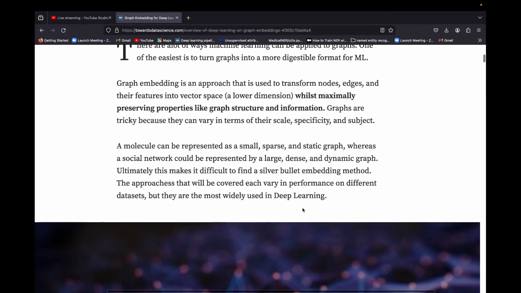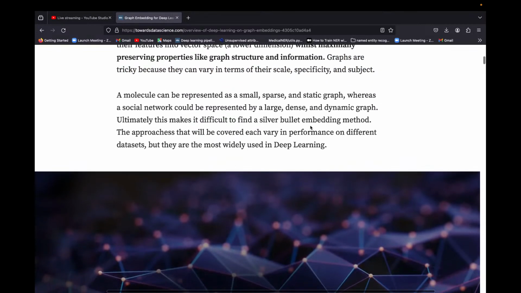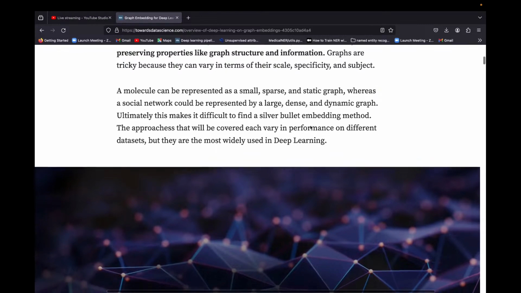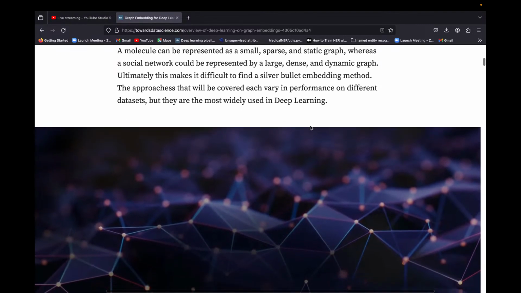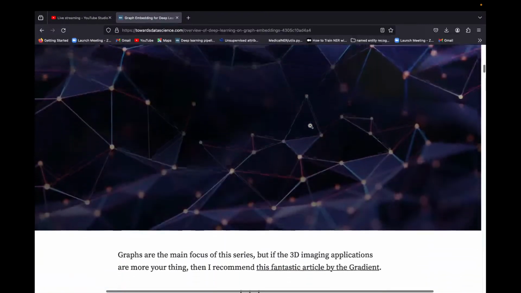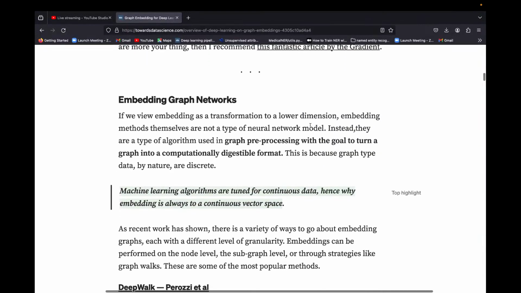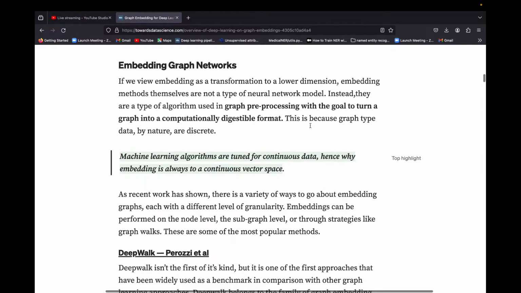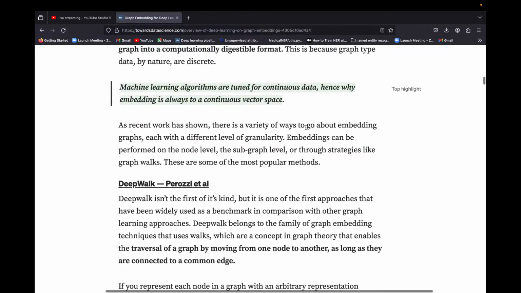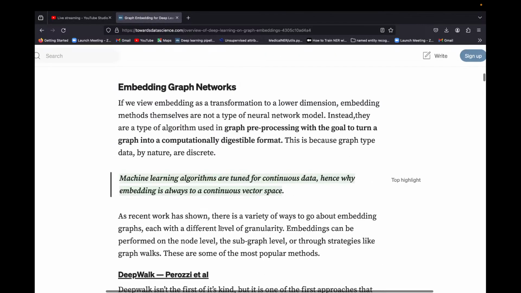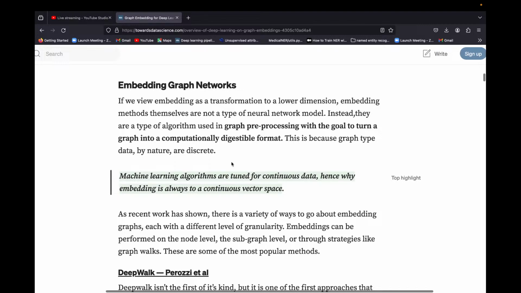So graphs, you know, are nothing but containers of various types of nodes and entities and subjects. So actually why we require this, we will see. We will see graph-based approaches with the goal to turn a graph into a computational structure.